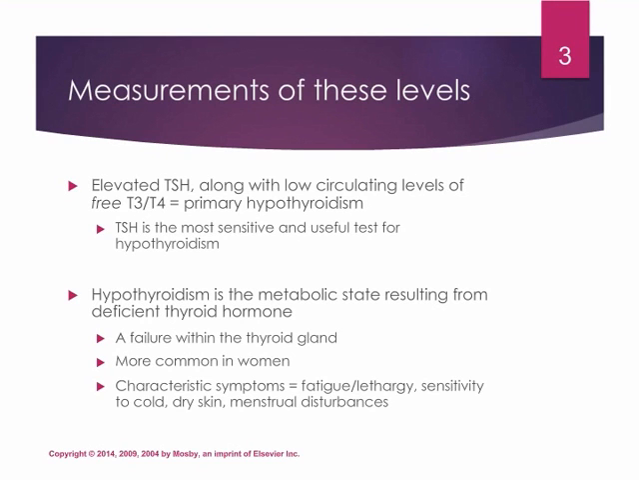From a laboratory or monitoring sense, elevated TSH, or thyroid stimulating hormone, along with low circulating levels of free T4 and T3, are indicative of primary hypothyroidism. So TSH is the most sensitive and useful test for diagnosing and gauging treatment for hypothyroidism. Primary hypothyroidism has a variety of causes.